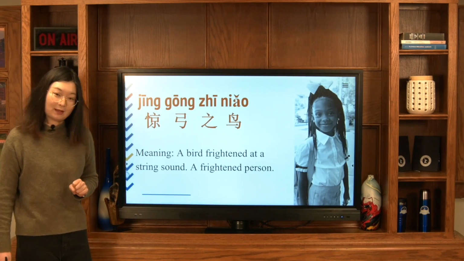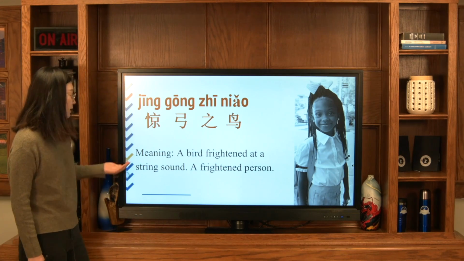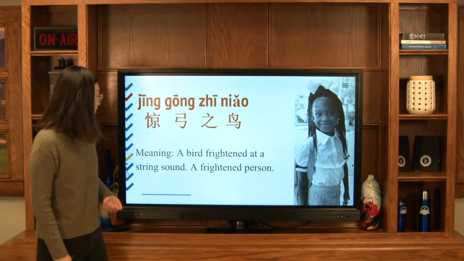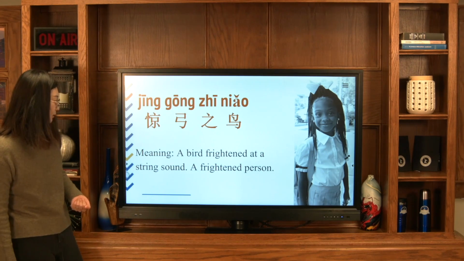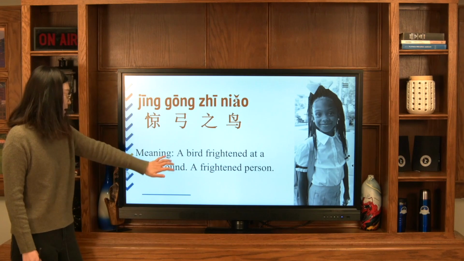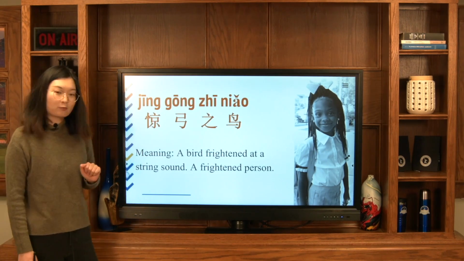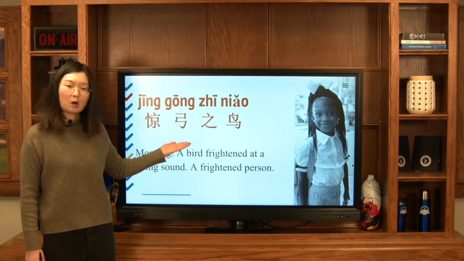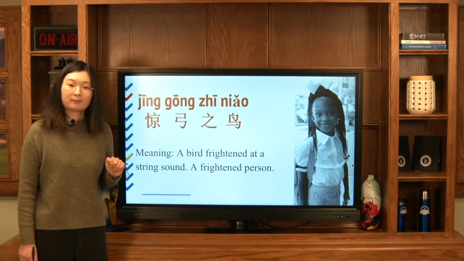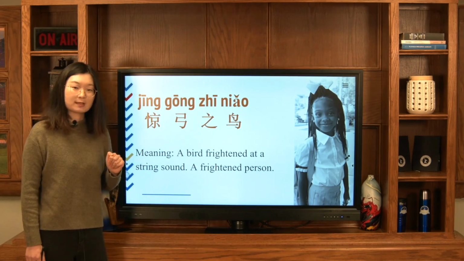Okay, so that is the story of 惊弓之鸟. The meaning is a bird frightened at a string's sound, so it's used to describe a frightened person. Okay, 惊弓之鸟. Let's say the word after me. 惊弓之鸟. 惊弓之鸟. Okay, one more time.